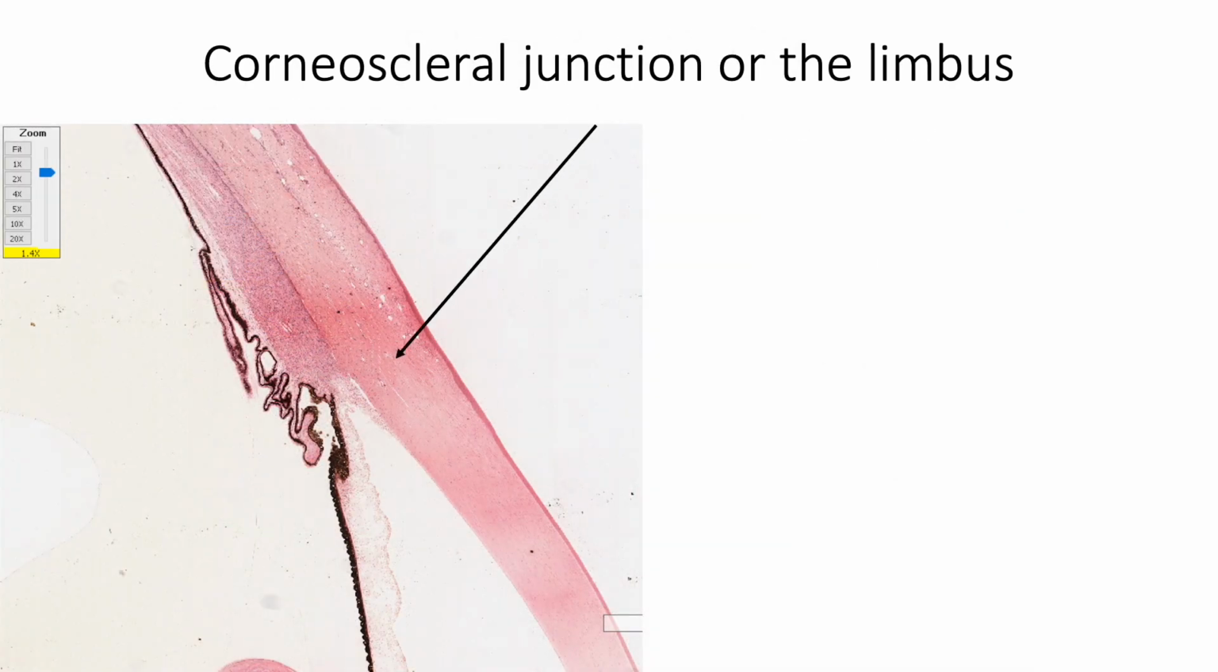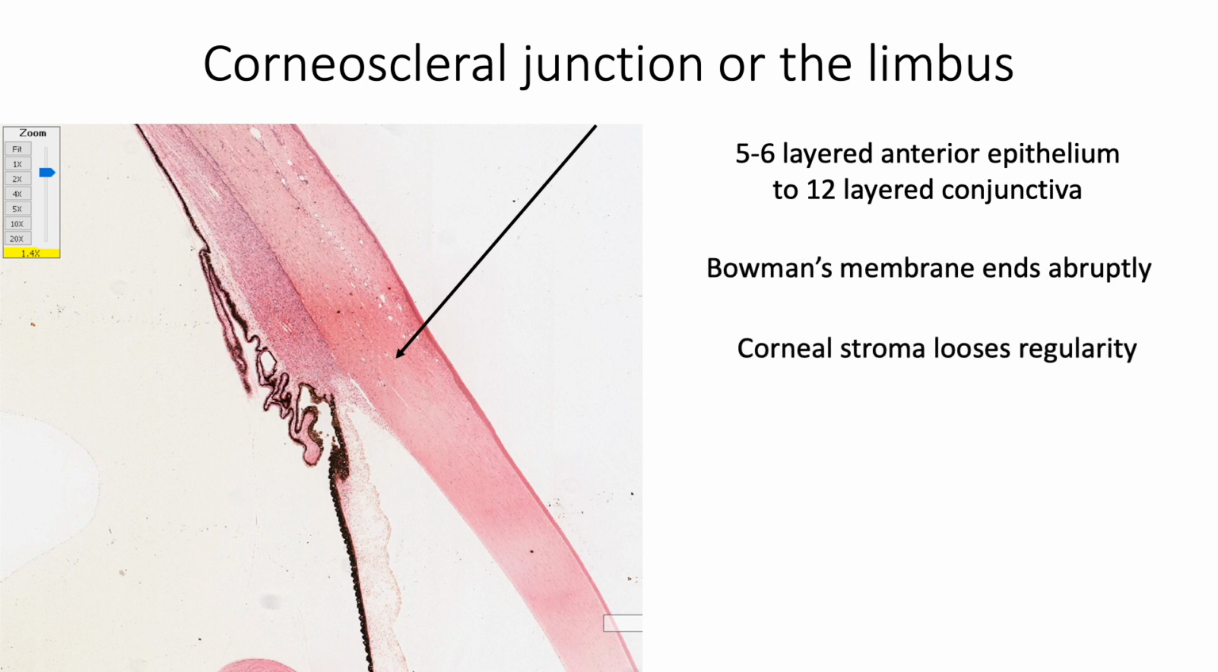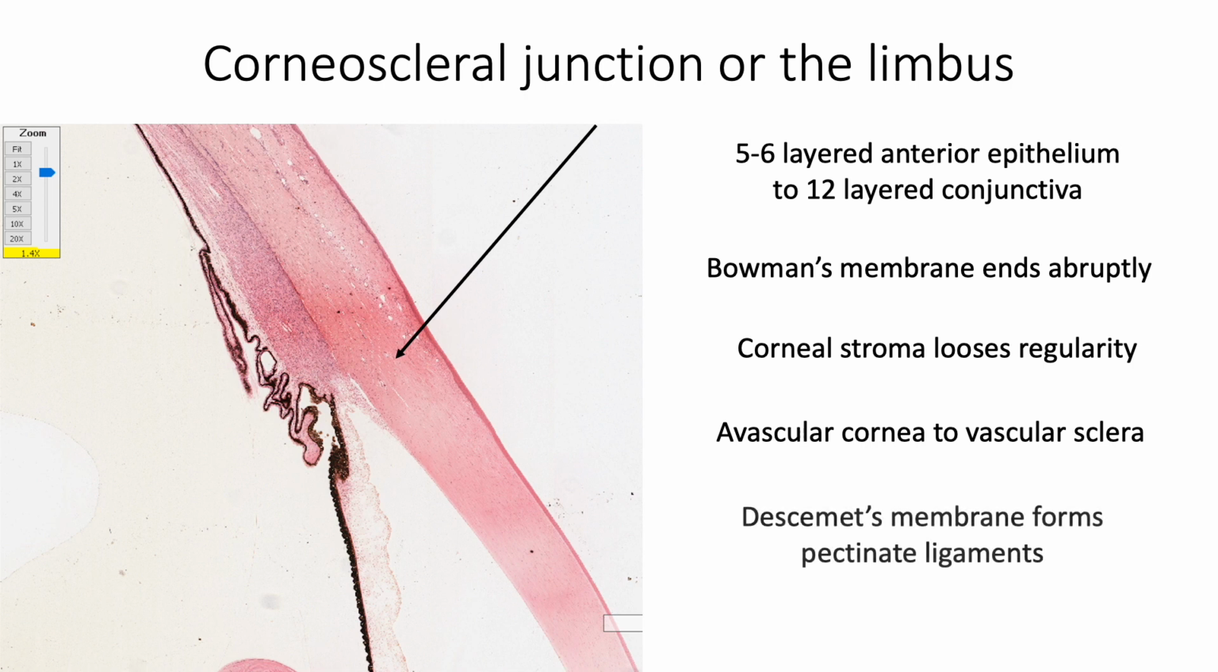Junction between cornea and sclera, also called as limbus, shows certain interesting transition features. Firstly, the 5 to 6 layered anterior epithelium changes to 12 layered conjunctiva. Bowman's membrane ends abruptly here. Corneal stroma, which shows regular arrangement of collagen fibrils, will change to irregularly arranged stroma of the sclera. Avascular cornea transforms into vascular sclera. Descemet's membrane forms pectinate ligaments, and the endothelium will go on to line the trabecular meshwork.